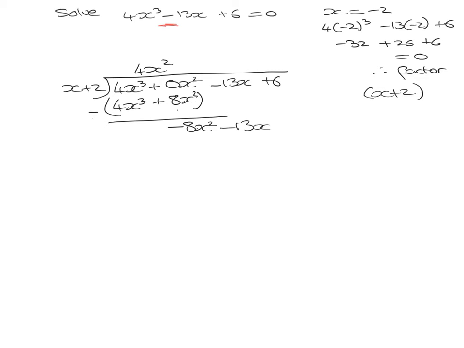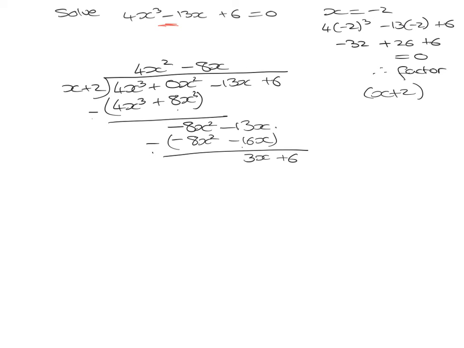Bring the negative 13x down and start again. So negative 8x squared divided by x gives us negative 8x. Negative 8x times x is negative 8x squared. Negative 8x times 2 is negative 16x, and we need to subtract that. X squared terms cancel out, and then we got minus 13x minus 16x. So minus 13 plus 16 gives you 3x plus 6.